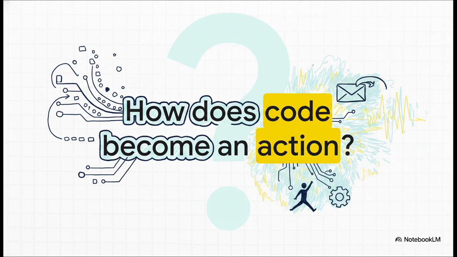How does a simple line of code, just text on a screen, turn into a real, actual action? How does send an email or jump in a video game actually happen? Well, that's exactly what we're going to unpack.